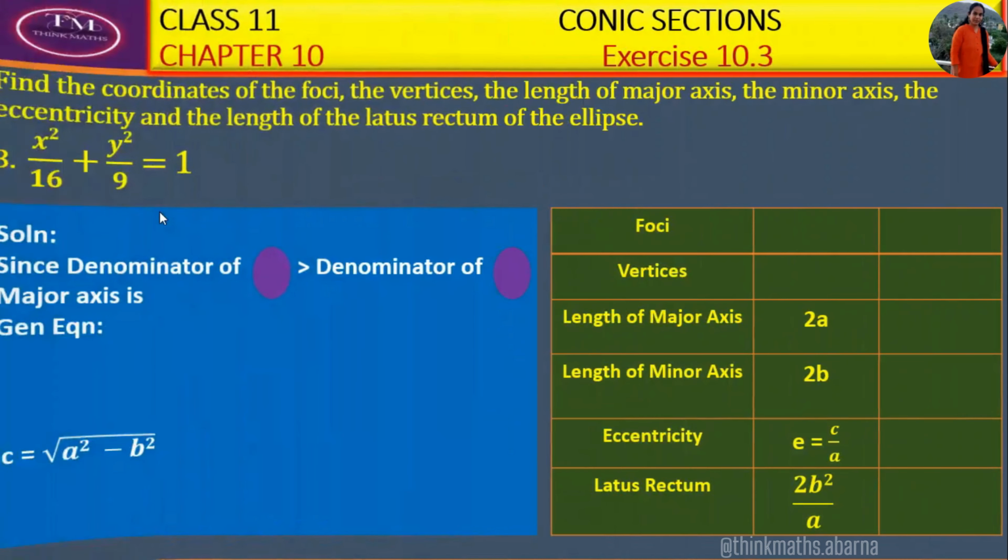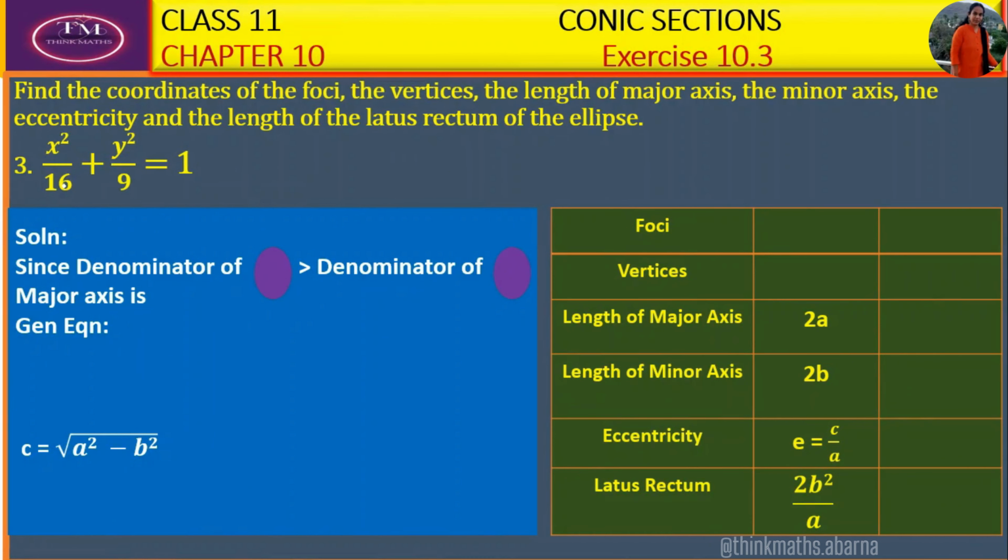Moving on to the next one. Third one is x square by 16 plus y square by 9 equal to 1. So for the denominators 16, 9, who is greater? 16 is greater than 9. Who is the denominator? So 16 is the denominator of x square. So denominator of x square is greater than denominator of y square. Therefore the major axis will be x-axis. If the major axis is x-axis, then the general equation will be x square by a square plus y square by b square equal to 1.